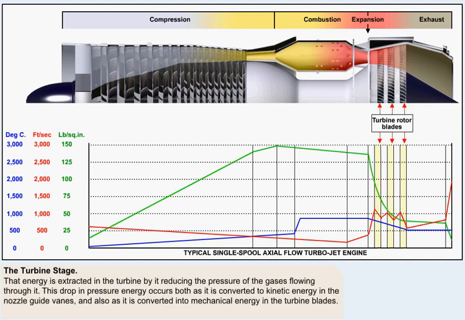That energy is extracted in the turbine by reducing the pressure of the gases flowing through it. This drop in the amount of pressure energy occurs both as it's converted to kinetic energy, or a higher velocity, in the nozzle guide vanes, and also as it's converted into mechanical energy in the turbine blades, as is illustrated in this graph.